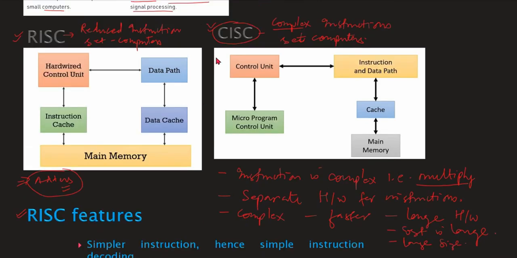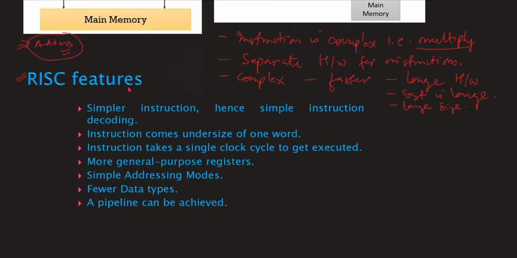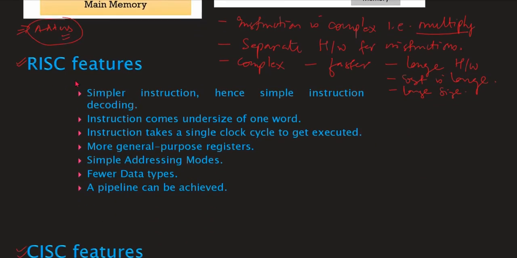So you can get a basic understanding from here of the difference between the RISC type of architecture and the CISC type of architecture. Some features are given here, and we will just go through them. In RISC, simpler instructions will be there, hence simple instruction decoding. Instructions come under the size of one word. As the size of the instruction is small, it takes a single clock cycle to get executed. So one instruction will be executed in a single cycle in RISC.